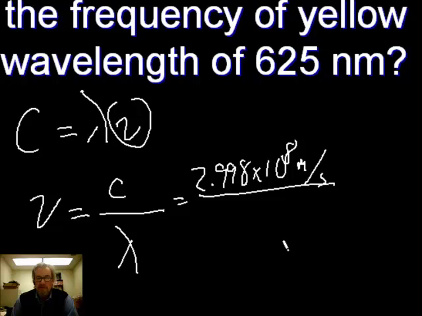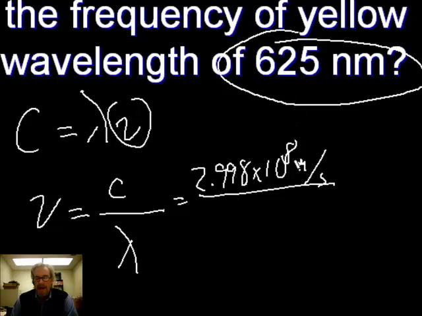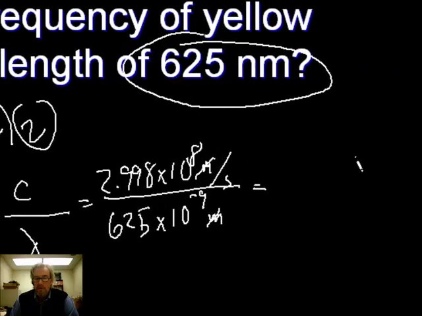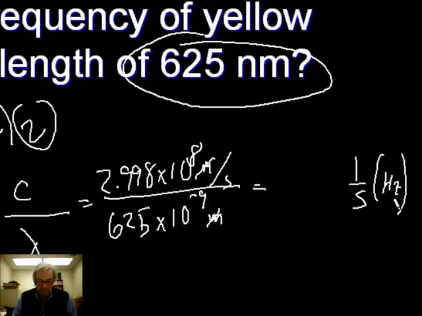Lambda is given to me as 625 nanometers, but since my speed is given in meters per second, I'm going to convert that. 625 nanometers is 625 times 10 to the negative 9th meters, because there's a billion nanometers in a meter. With my meters now canceled out, I'm going to get units of 1 per second, which is hertz. When I do my calculation, the answer that I get is 4.80 times 10 to the 14th hertz.